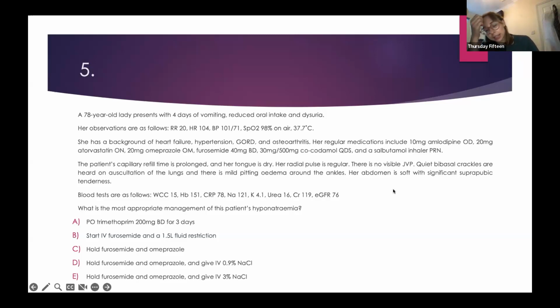So she's got a prolonged cap refill time and her tongue is dry. She's got no JVP, but she does have a little bit of edema on her ankles. She's obviously not got an oxygen requirement, so any overload in her chest isn't significant really. Her abdomen is soft and she's got some tummy tenderness. Her blood tests show that her sodium is about 121, which is quite low, and her urea is a bit high as well, and she's got a bit of an AKI.